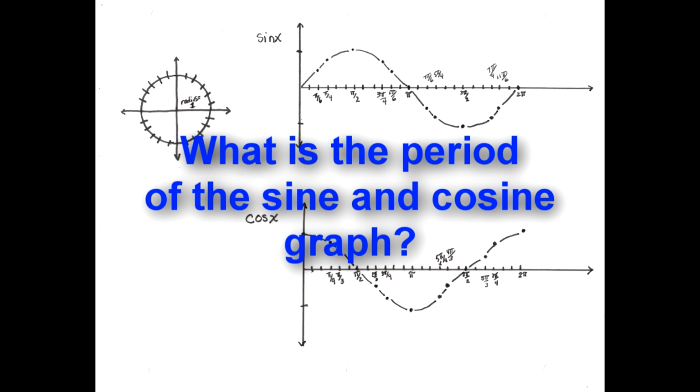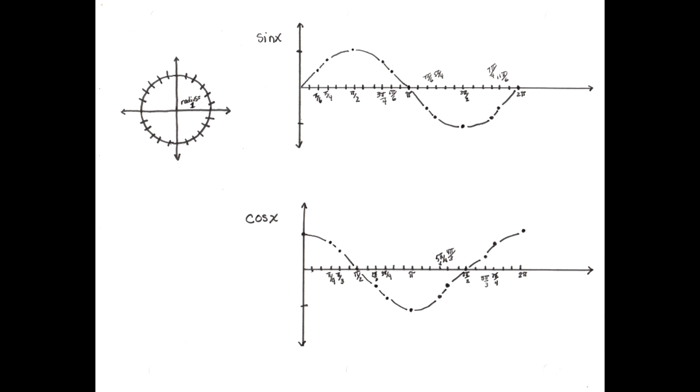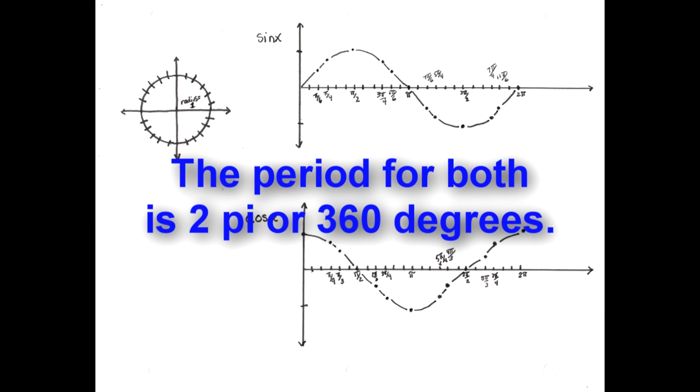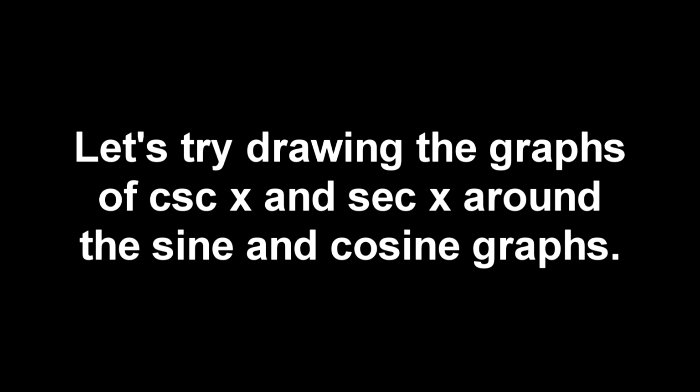Well, what's the period of the sine and cosine graph? Well, what does period mean? It means how long does it take until it repeats? Well, if you went all the way around the unit circle and started again, instead of calling it 15 degrees, you called it 375 degrees, you'd be right back where you started. So it looks like the period for both of these graphs is 2π, or 360 degrees, that they will completely repeat in that time frame.